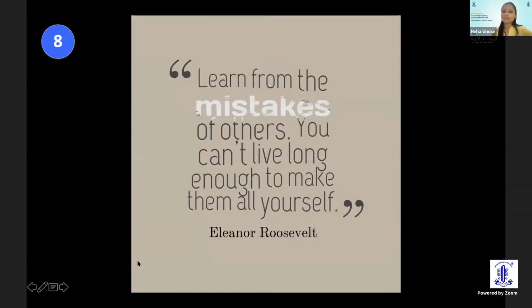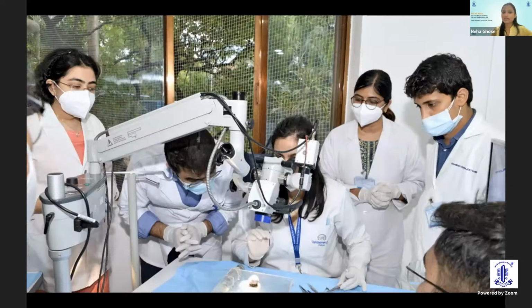Next, you should learn from the mistakes of others. You can't live long enough to make them all yourself. What this basically means is that you should always try to see your other colleagues practice and operate, because that cohort will always have certain things that you will also be facing trouble with. So you don't have to wait to face the same challenge. You can always talk about it, and you should always foster an environment in which all your colleagues are discussing, sharing knowledge, and helping each other.